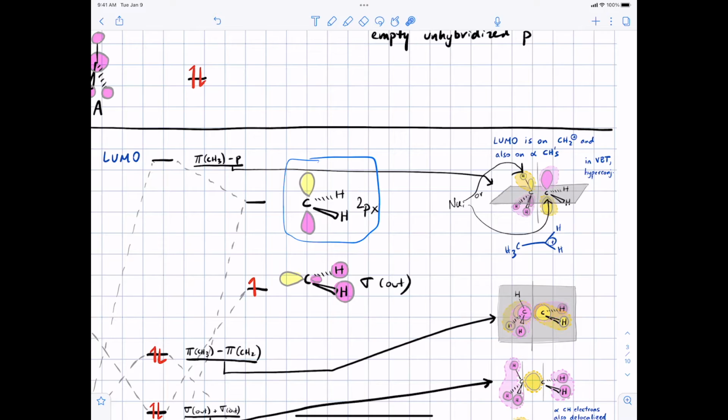As long as you're comfortable with the concept of hyperconjugation, you can use valence bond theory to get to the most important conclusions of molecular orbital theory.